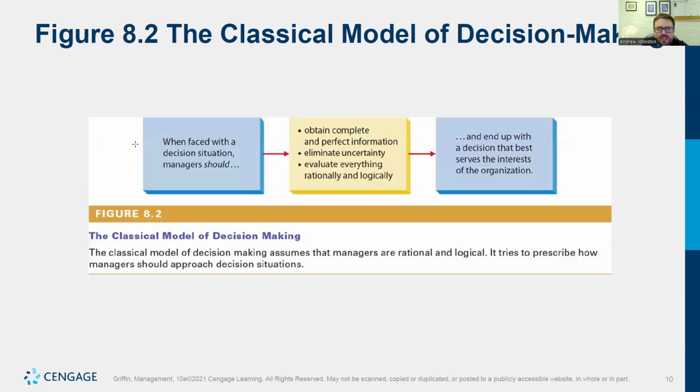So here's a little graphic, right? Notice in italics it says, when faced with a decision, a manager should, this being the ideal case, obtain complete information, perfect information, eliminate uncertainty, and evaluate everything rationally and logically. And what will the outcome be? The best possible situation. It doesn't mean it's a good decision, but it's the best decision. So the classical model of decision making assumes that managers always make the optimal decision.